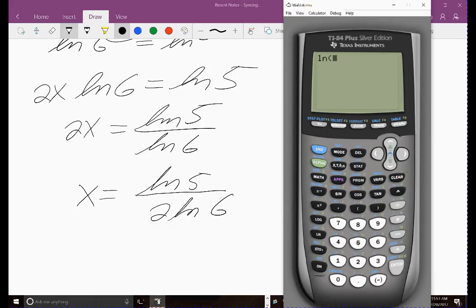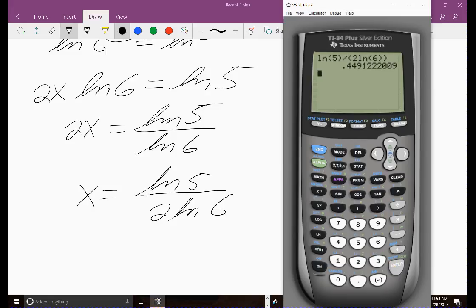ln of 5 divided by something bigger than a single object, so therefore I have to put it in parentheses. 2 times the ln of 6, close parentheses, final answer.